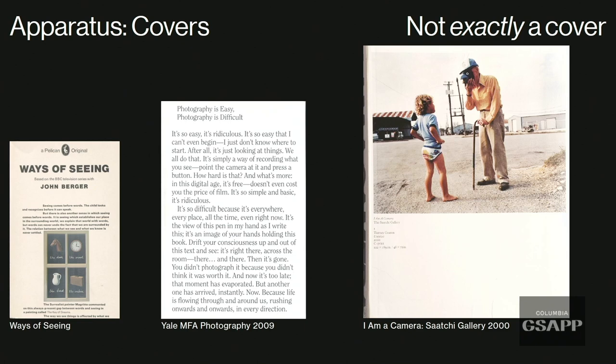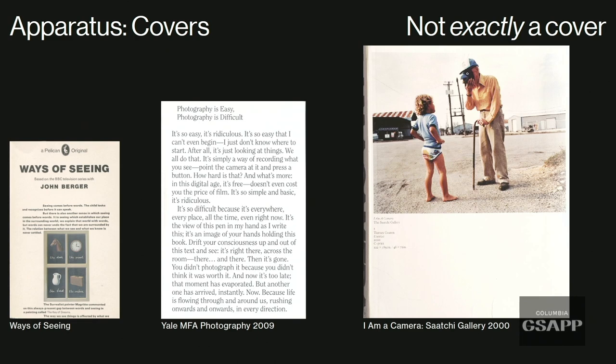Same with the Yale MFA photography book, designed by Neil Donnelly. The essay, the sort of supportive essay for this small exhibition catalog, begins right away. So there's an immediacy, there's a sort of no frills, just immersion into what's going to happen. There's no formality of a cover and a title page, a table of contents. It just begins right away. And there's something quite nice about that.